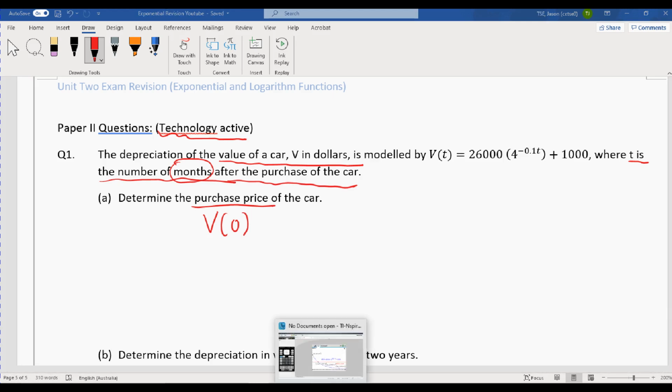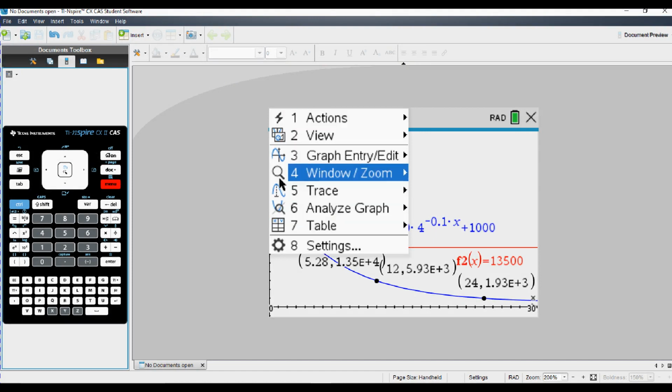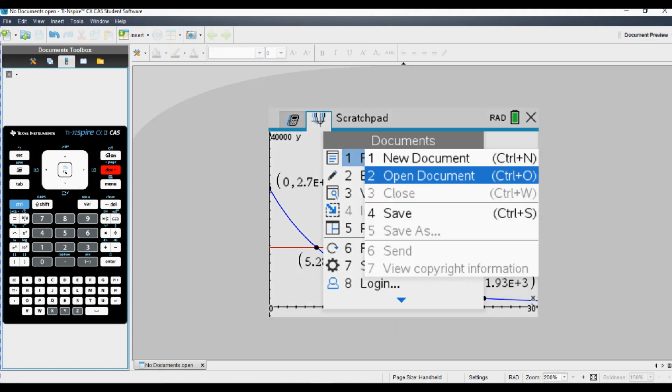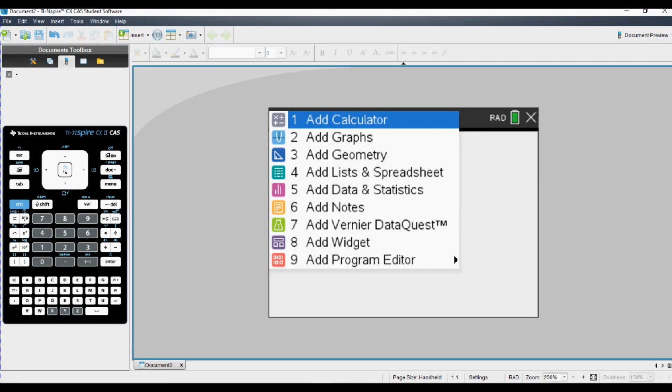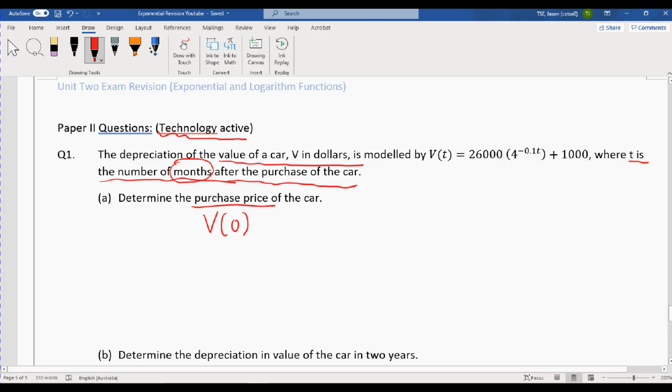Sorry, I'm going to quit, so I need to do it over again. So, new document, I'm going to add a graph. Okay, so you see in the calculator, you must start with f1(x). So that means you can't use the same variable as in the question.